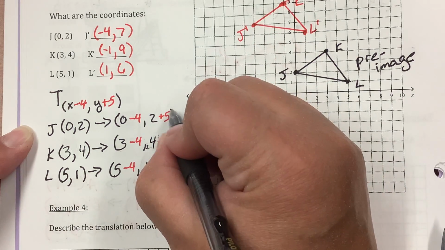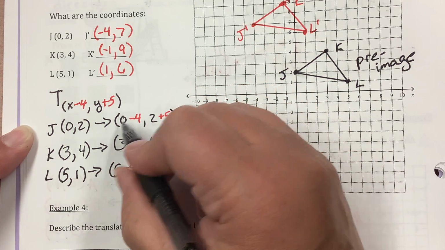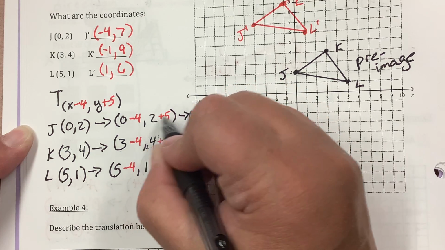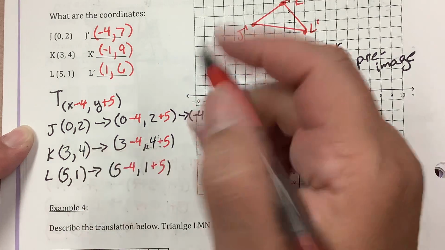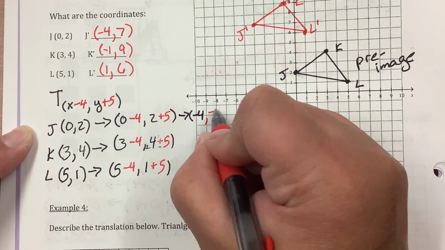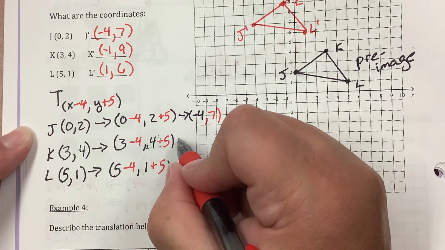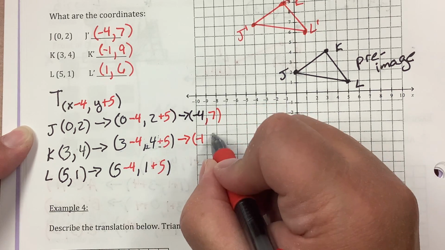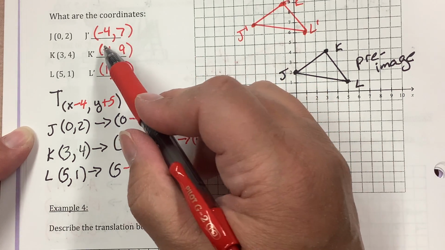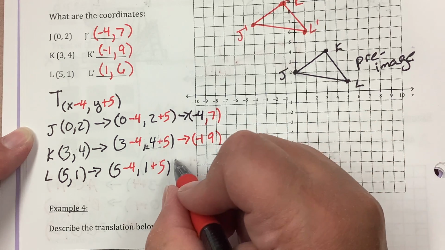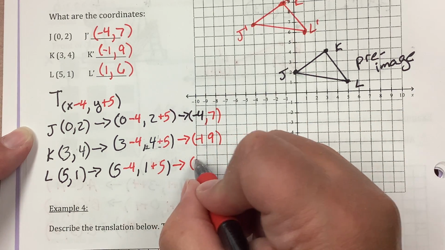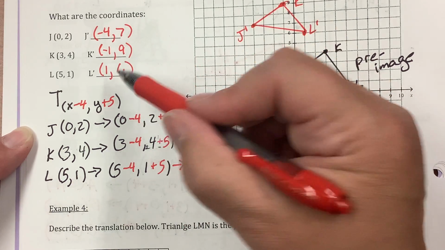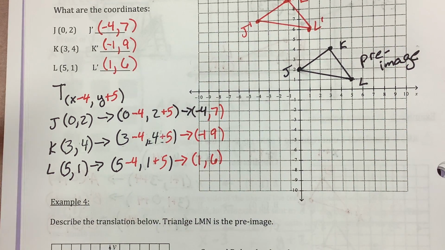So let us math it up good here. 0 minus 4 is -4, 2 plus 5 is 7. And let's check that. Yep, (-4, 7). Next one, 3 minus 4 is -1, 4 plus 5 is 9. Check that. K prime is (-1, 9). 5 minus 4 is 1, 1 plus 5 is 6. L prime is at (1, 6). Okay, it worked. Yay us.